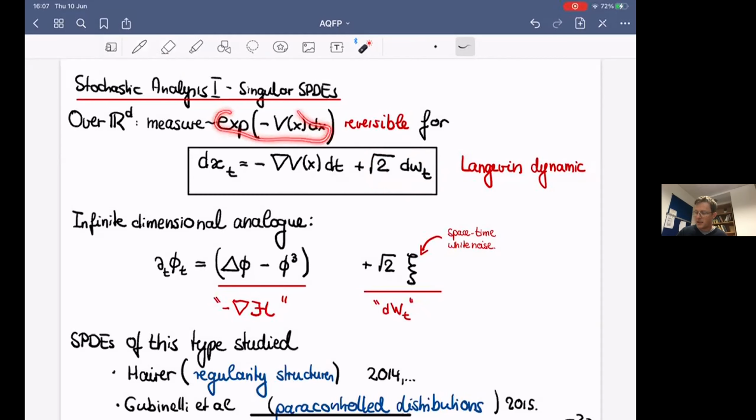Okay, so it's important. Here I just wrote gradients, so it's important, in order to get the reversibility of this measure, that the gradient with respect to which one defines this gradient here is the same that gives you the quadratic, the spatial covariance of this Brownian motion.